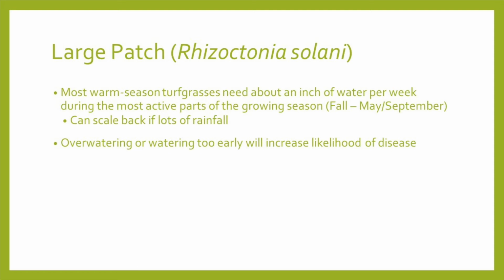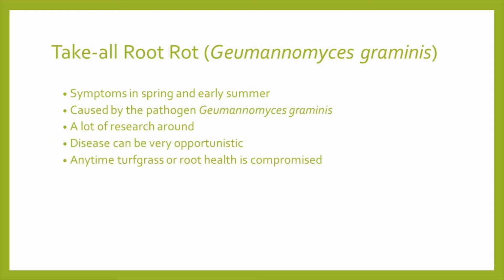The other thing for us to think about, another disease that we'll start to see symptoms of usually in the spring and early summer, is going to be take-all root rot. So that's our other big lawn disease, and that's caused by a pathogen called Gaeumannomyces. Take-all root rot is still something that there's a lot of research around, but I think what we have found a lot of times is that this disease can be very opportunistic.